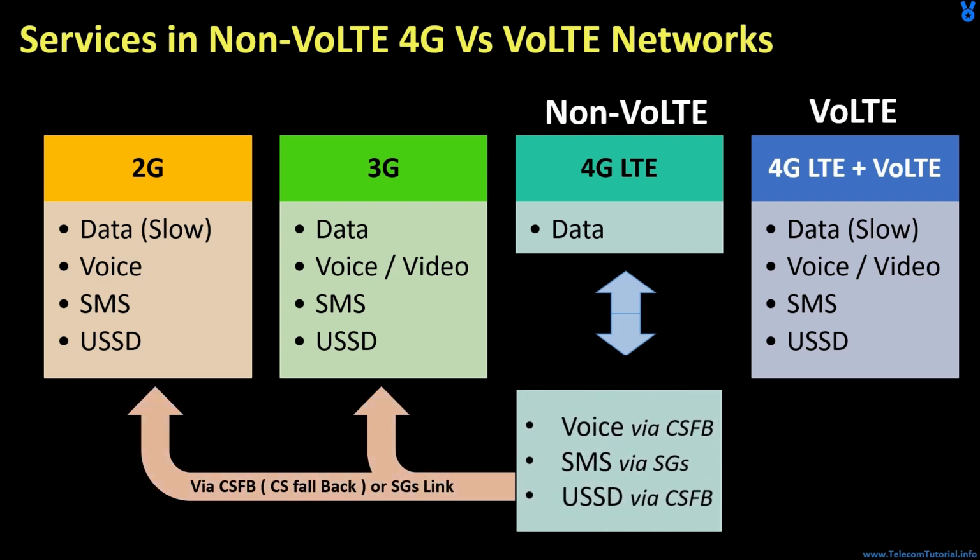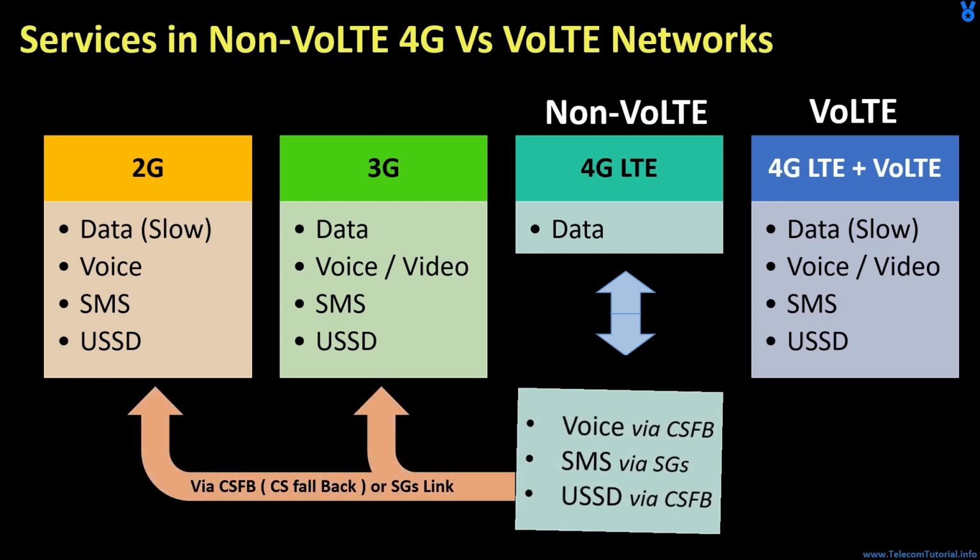Similarly, SMS runs via SGs in the 2G 3G network down the line, and USSD also uses the CSFB technique and ultimately uses the 2G 3G network for completing the USSD flows. Net, a non-VoLTE supporting 4G network needs a 2G or 3G underlying network for telephony services.